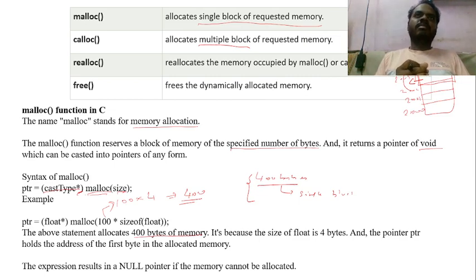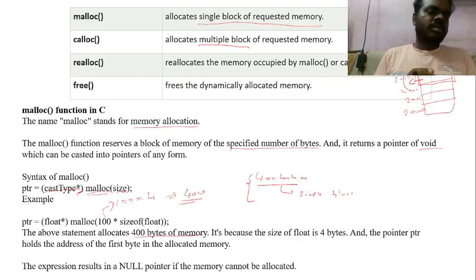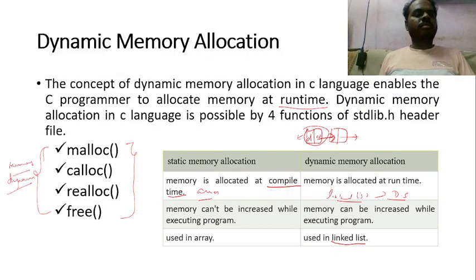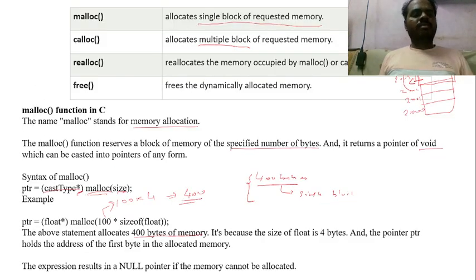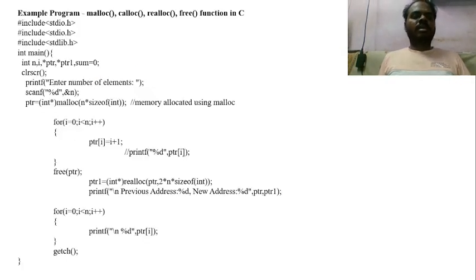And free is nothing but it is used to clear the memory space which is already allocated using malloc and calloc. This is all about what is malloc, calloc, realloc and free function. We can have a quick example of malloc, calloc, realloc and free. It's a very simple concept.